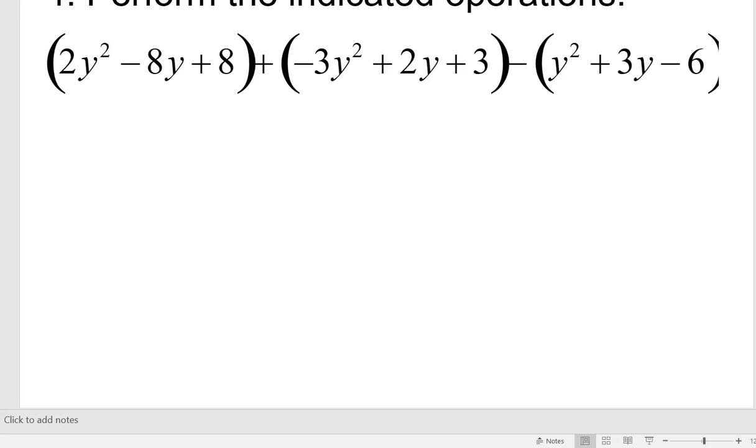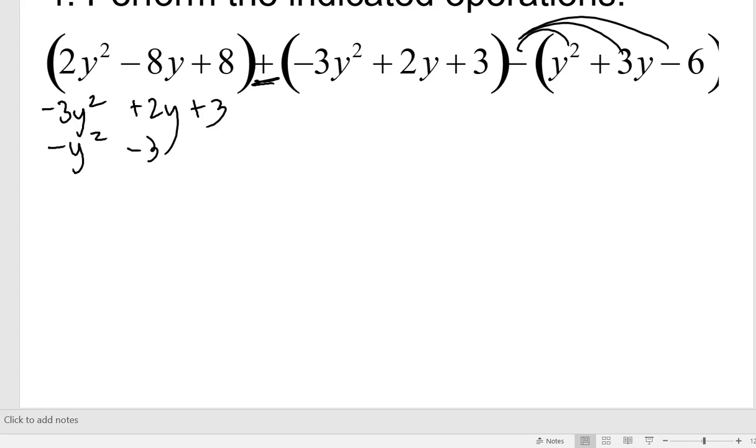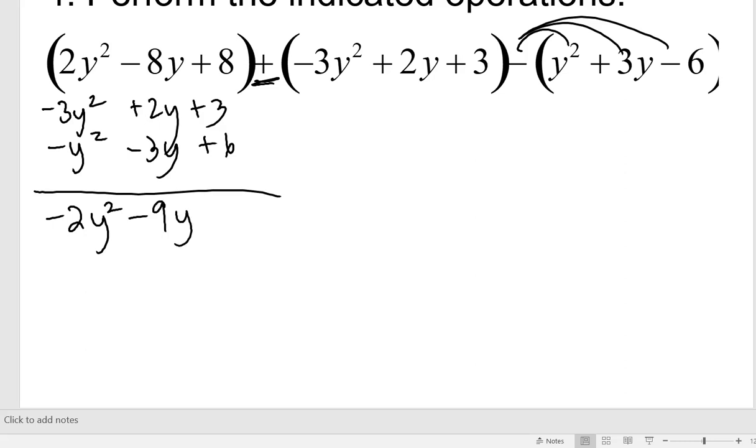This one's got a little bit more going on. We got 3 groups, but I'll line them up. So below the 2y squared, I'll put minus 3y squared, and then plus 2y plus 3. This didn't change signs because we had a positive there, so everything stayed the same. Now this negative distributes, which makes another minus y squared, a minus 3y, and a plus 6. 2 minus 3 minus 1 would be negative 2. 8 minus 2 minus 3 would be minus 9. And this is what, 17?